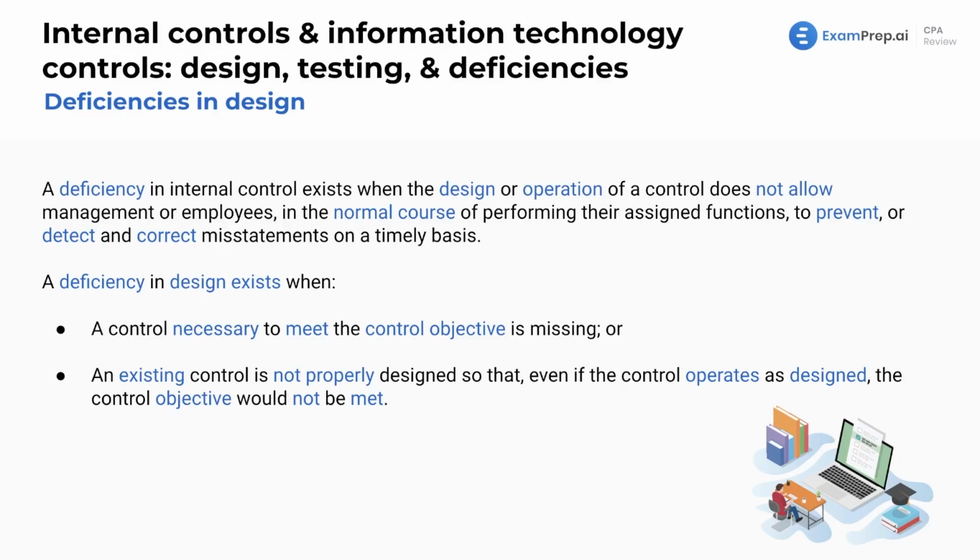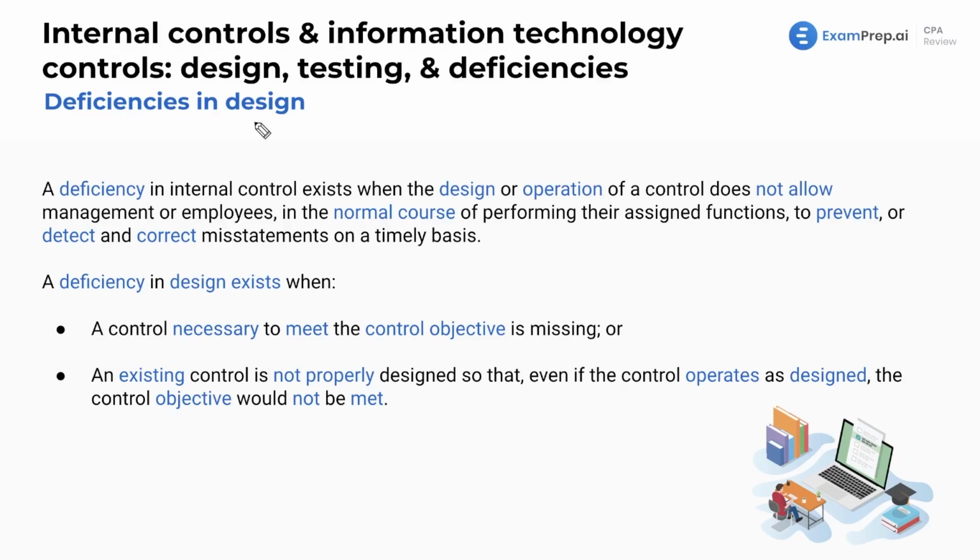Let's talk about deficiencies in design. As I mentioned, I'm going to drill it down. Management's responsible for the design, implementation, and maintenance of those internal controls. That is management's job. Now, a deficiency, this is just general deficiencies, because you can have deficiencies in design, implementation, and maintenance of those controls. And all three of those are critically important.